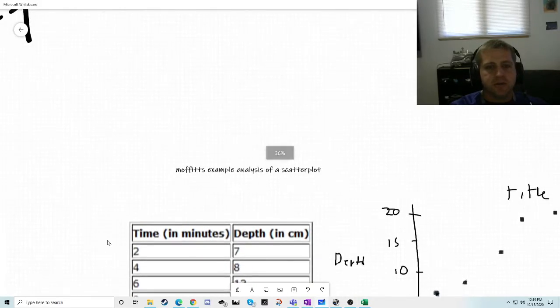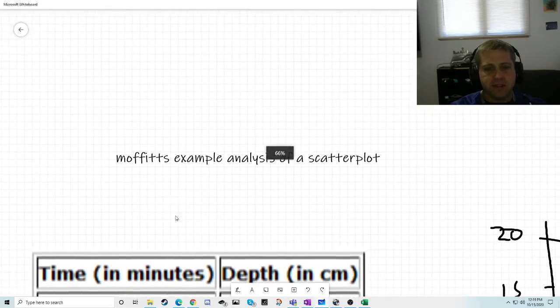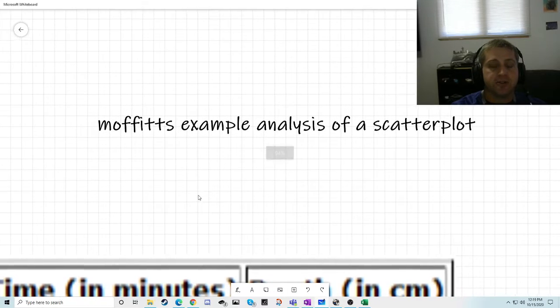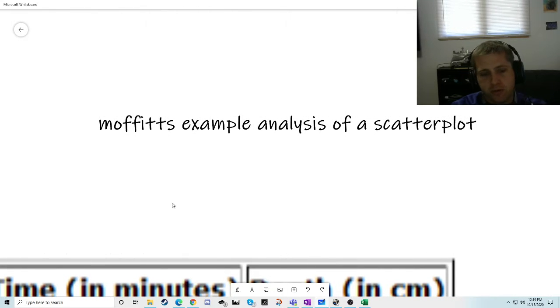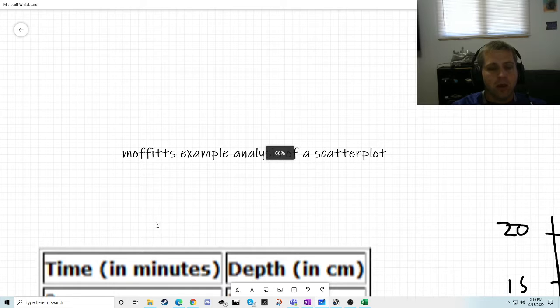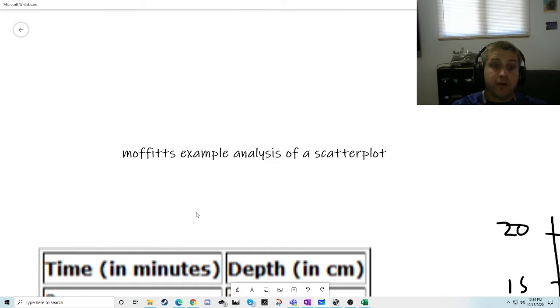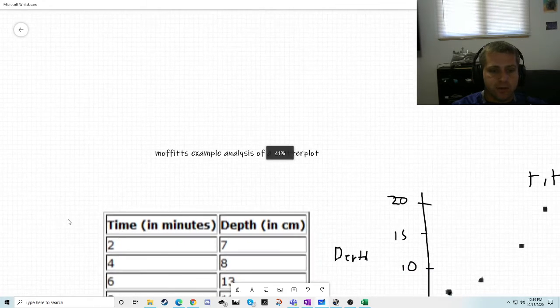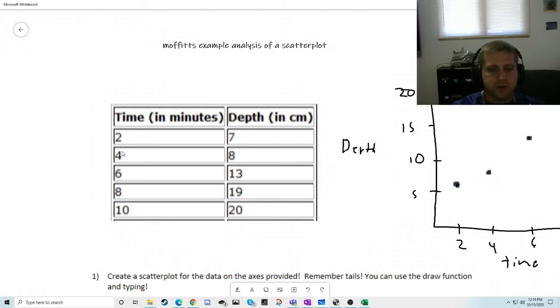Alright, lots of stuff going on here. This is Moffat's example of analysis of a scatter plot assignment. So this will help people that are stuck on that assignment. I'm going to talk about the whole thing, even though so far in class I have not gone over that much, but I will do the whole thing. So here's my data. This is different than your data.